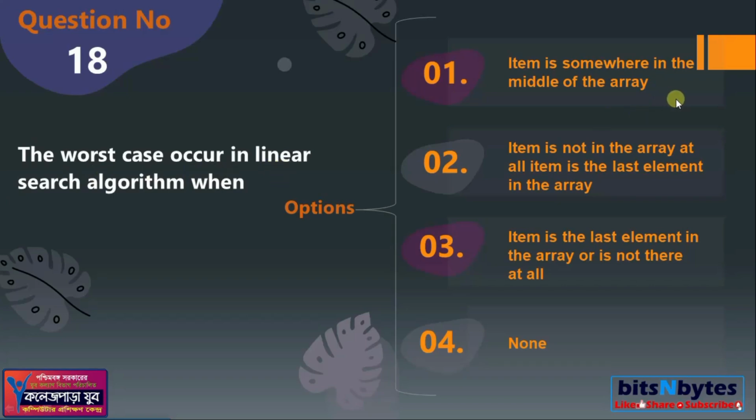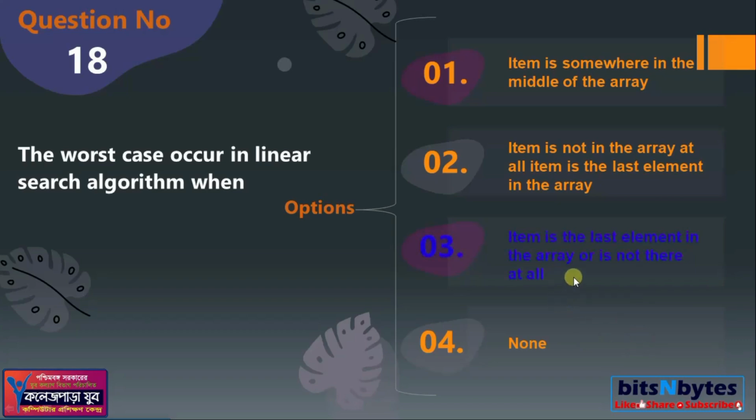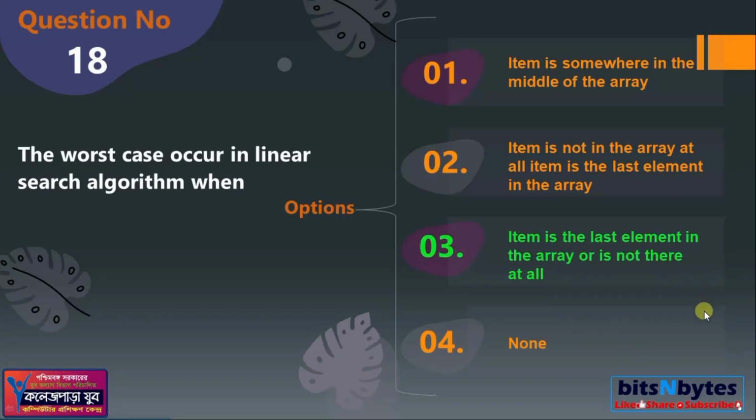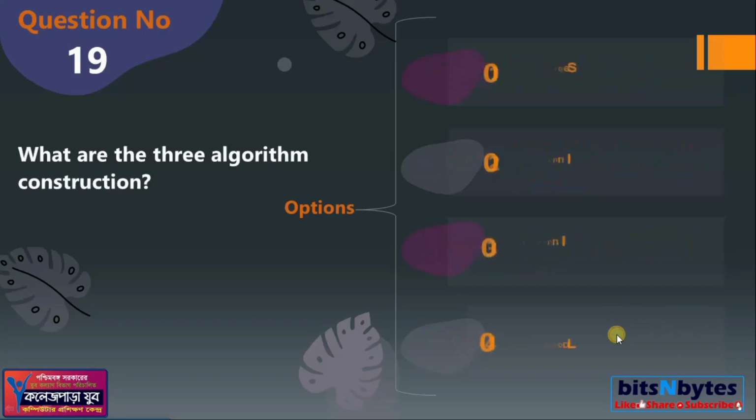Question 18. The worst case occurs in linear search algorithm when 1. Item is somewhere in the middle of the array, 2. Item is not in the array at all, item is the last element in the array, 3. Item is the last element in the array or is not there at all, 4. None. Answer: item is the last element in the array or is not there at all.